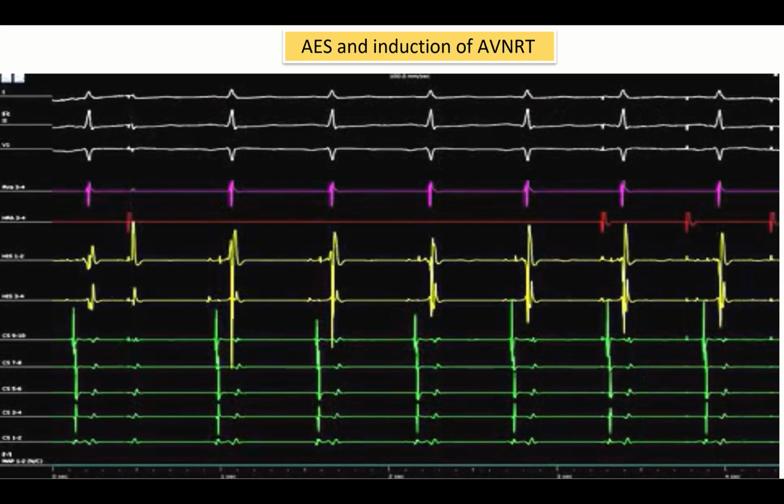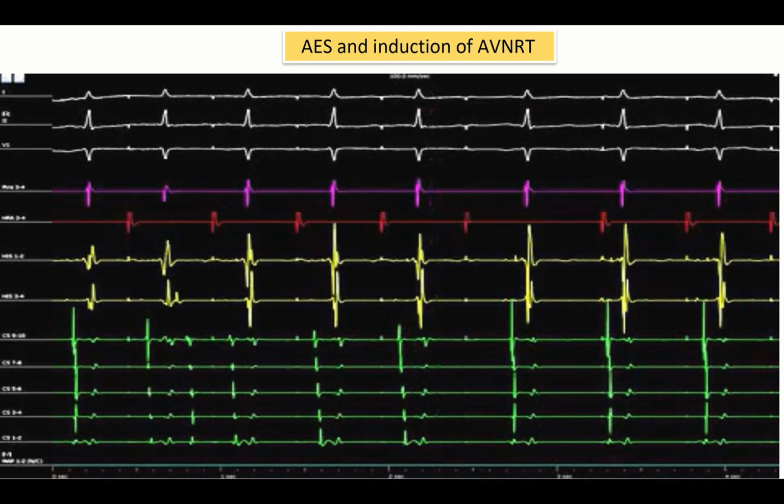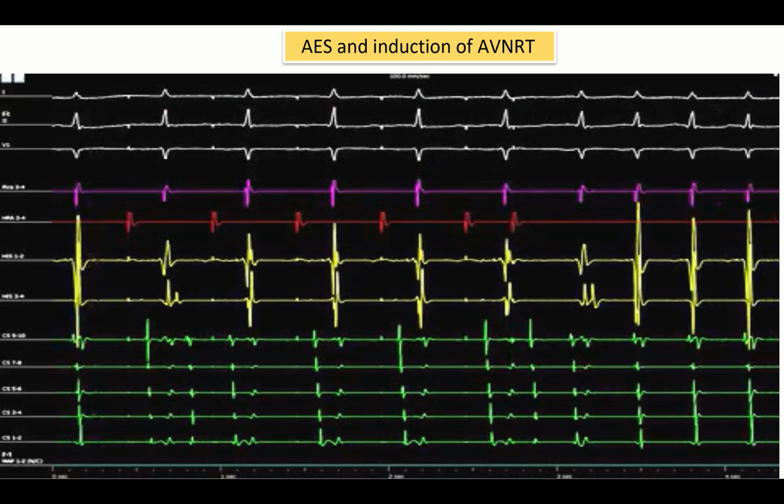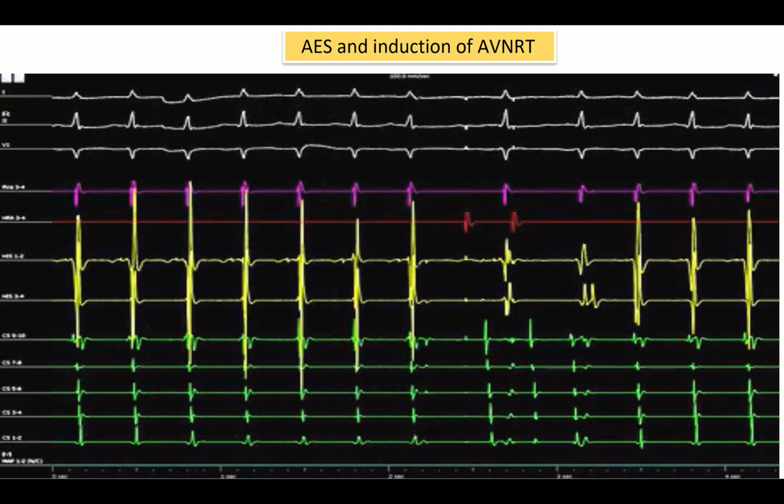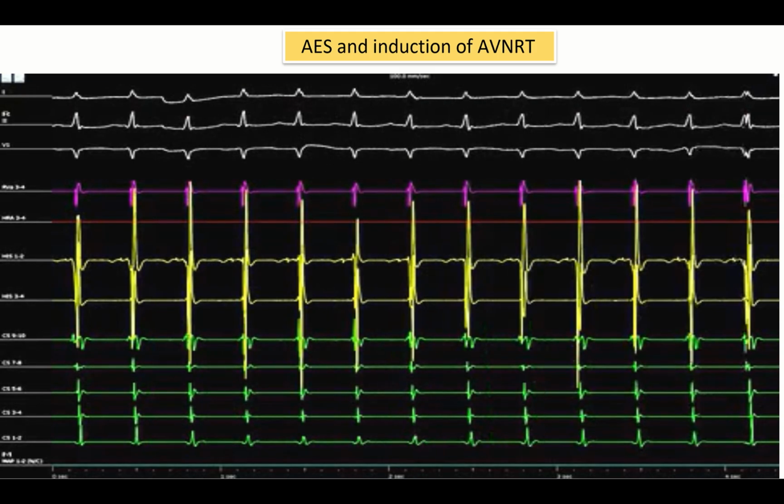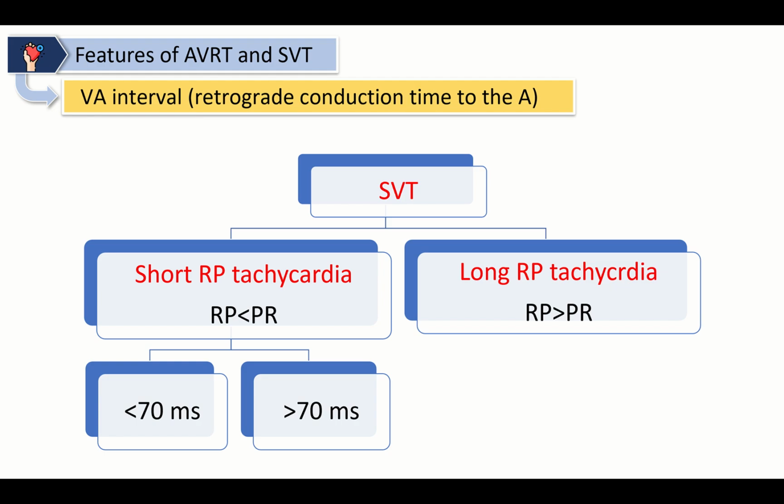When we induce the AVNRT with atrial extra stimulus, and the earliest atrial activation is RCS 9-10, it is concentric activation with a very short VA interval, less than 70 milliseconds.